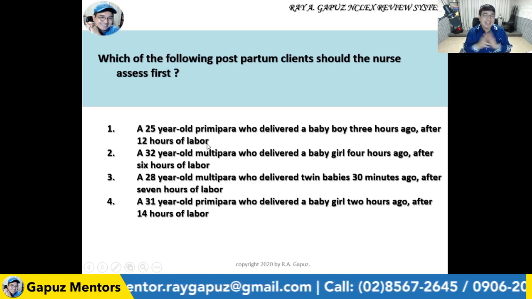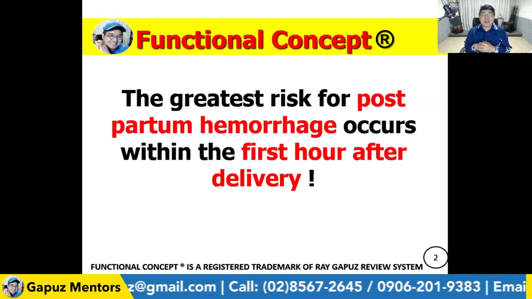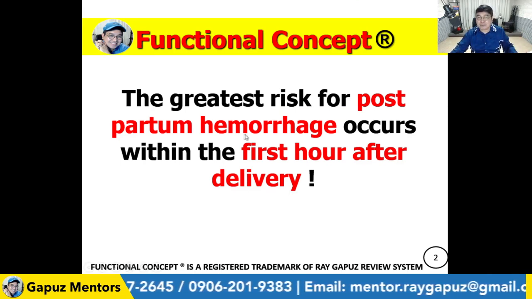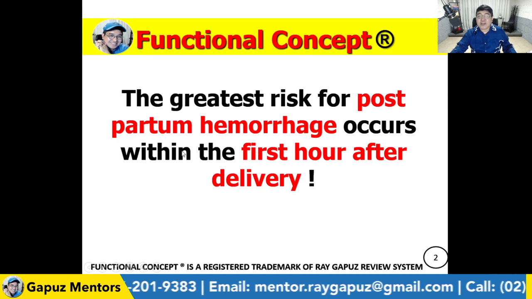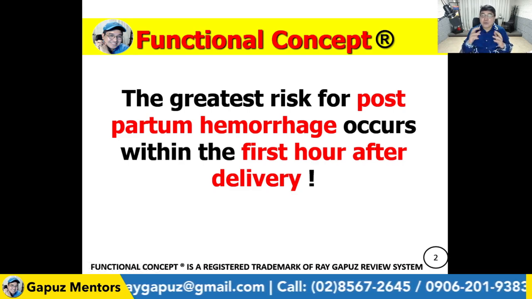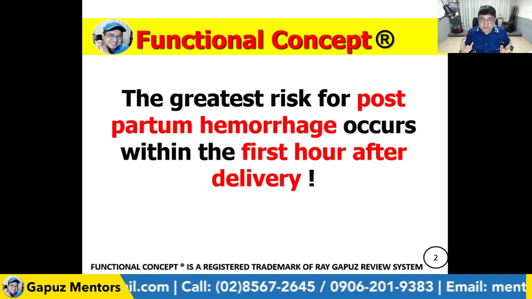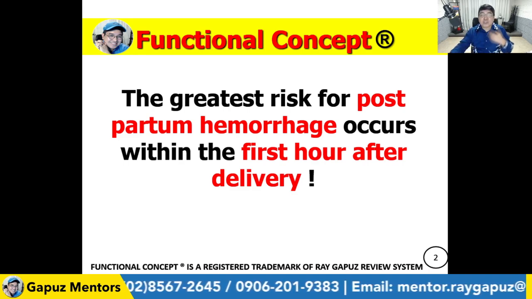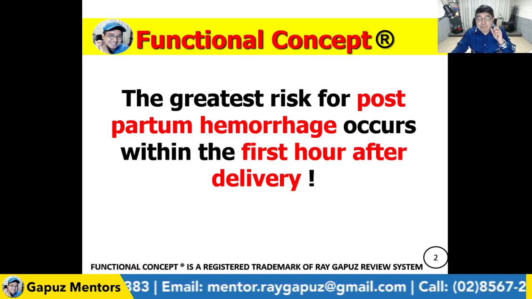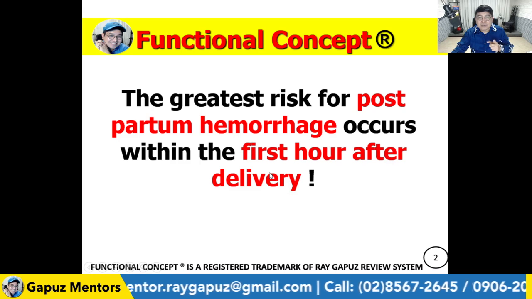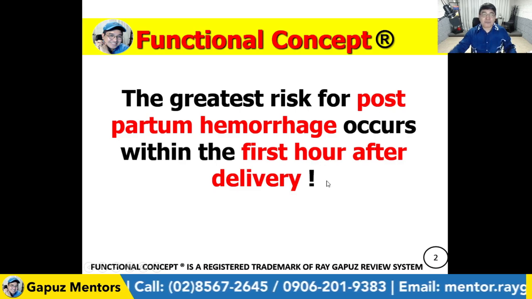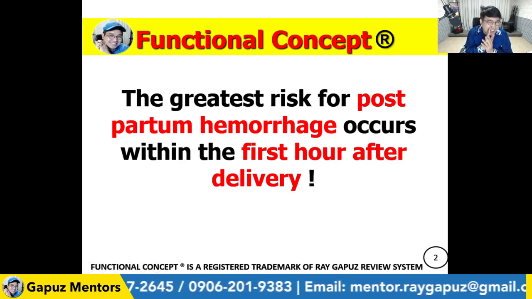This is where we need our superpower. Let's use a functional concept. Here's a functional concept: the greatest risk for postpartum hemorrhage, which could be life-threatening, occurs within the first hour after delivery. And take note that usually those who have twin deliveries are more at risk for uterine atony, which could lead to postpartum hemorrhage. Therefore, the client who delivered an hour ago or less than an hour ago should be the priority of the nurse, having that secret knowledge in mind.